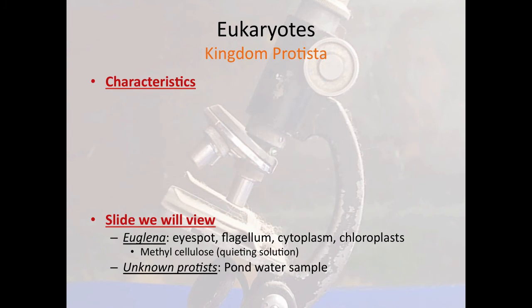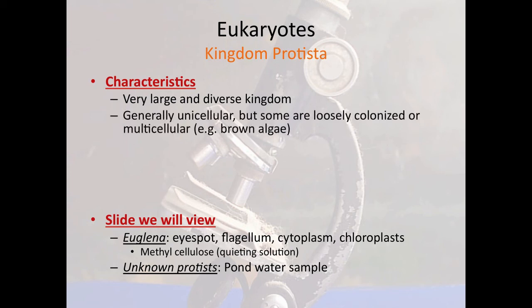Protists are some pretty cool little organisms. It's a large and diverse kingdom. Large, what do we mean by that? We mean many, many species, and diverse because they have many, many forms. They are generally unicellular, but sometimes there are some protist organisms that are loosely organized into colonies of cells that perform diverse functions.